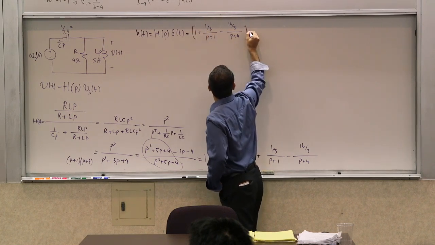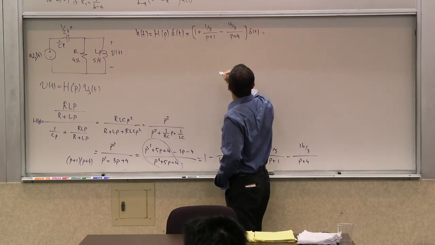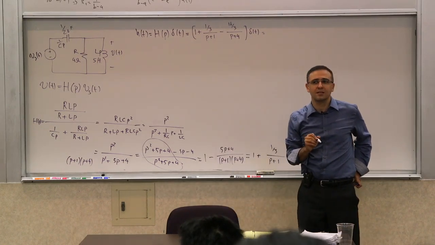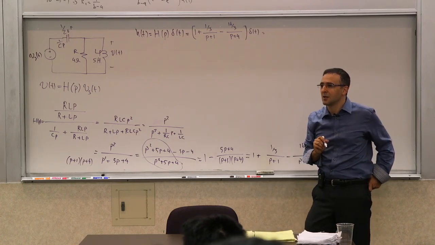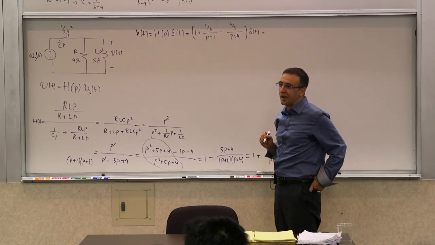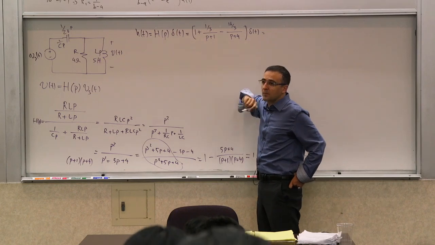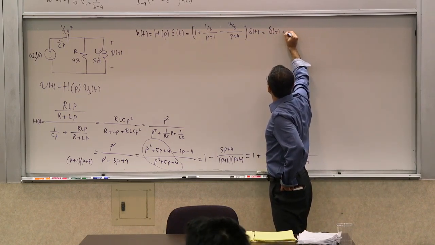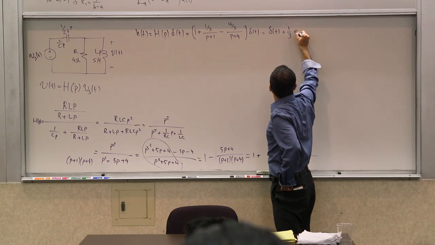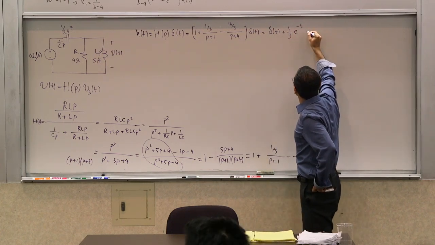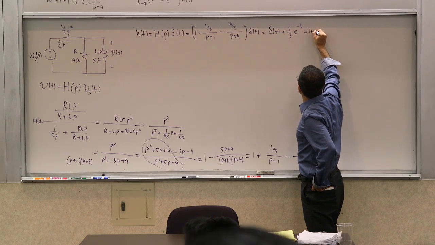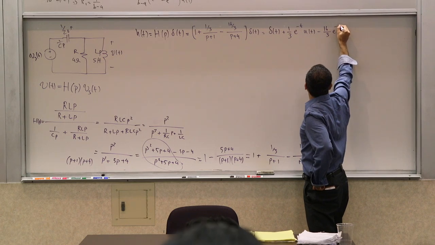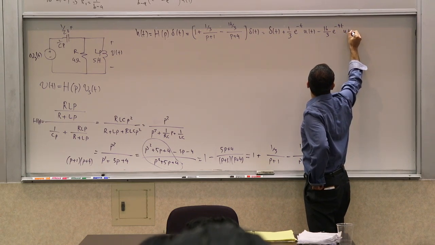Operating on delta of t. So do we know the answer? What is the answer? Let's go through it. What's the first term? What does the first term generate? Delta of t. And then 1/3 e to the negative t, u of t, and then minus 16/3 e to the negative 4t, u of t.